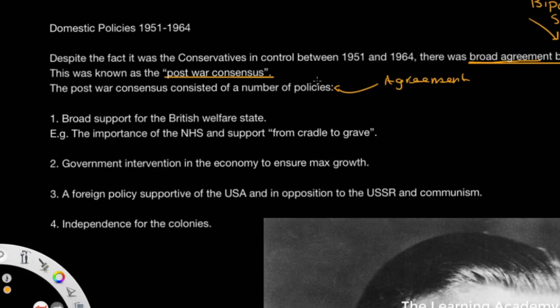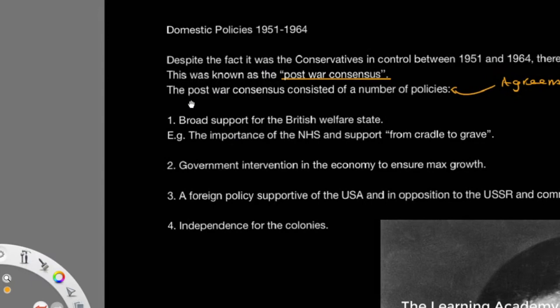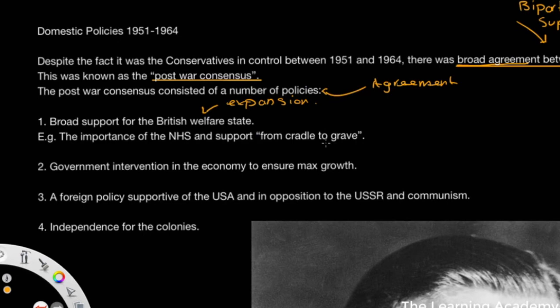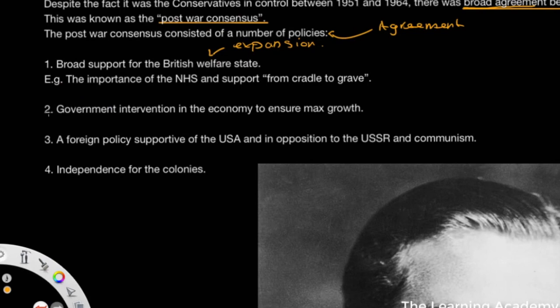So there was broad support for a British welfare state, not just a bolstering of the British welfare state, but also an expansion of it. Okay. And the importance of the NHS, which was only introduced in the 40s under Clement Attlee, and the support, quote, "from cradle to grave", was the kind of political message around the NHS in this period. There was also support for government intervention in the economy to ensure maximum growth.